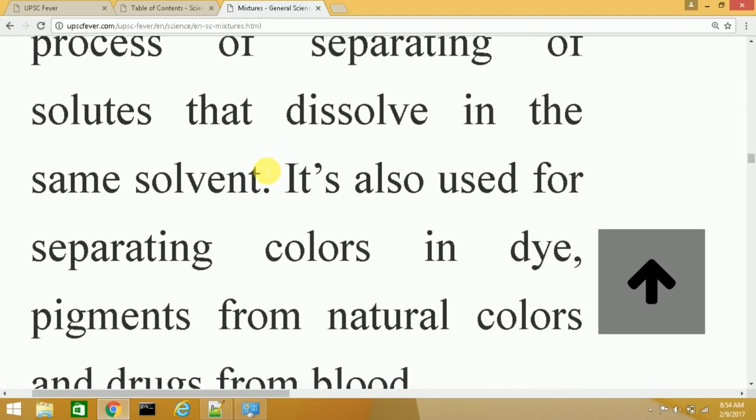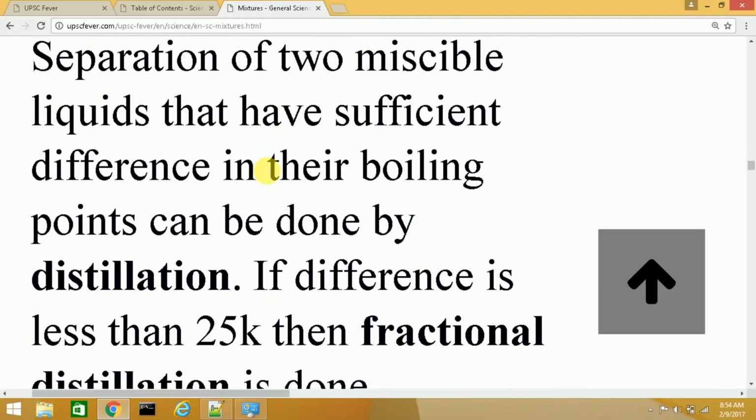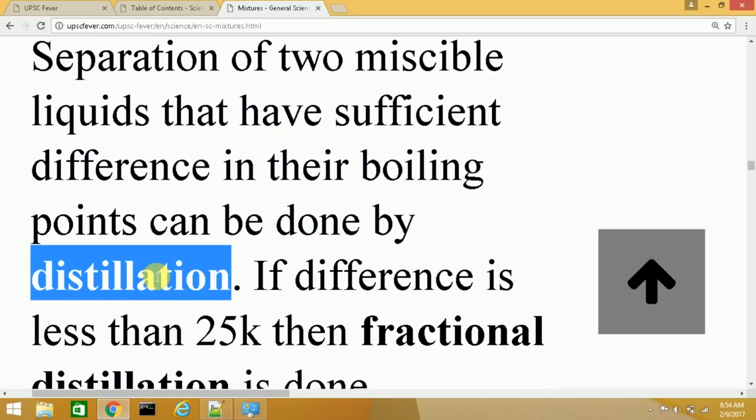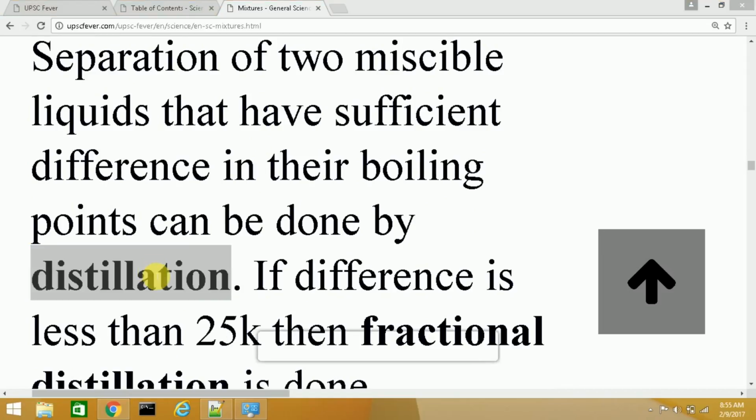Then the last part is distillation and fractional distillation. Distillation is used when two miscible liquids have sufficient difference in their boiling points. A miscible liquid means when two liquids are added together they form a homogeneous solution. A mixture of sorbitol and glycerol is an example of miscible liquids. There are many other examples where two liquids can be mixed together and they form a homogeneous mixture.